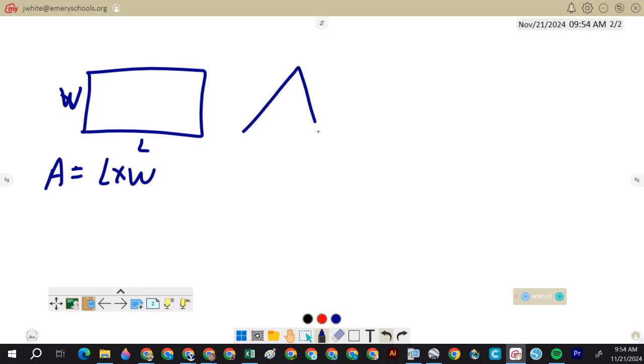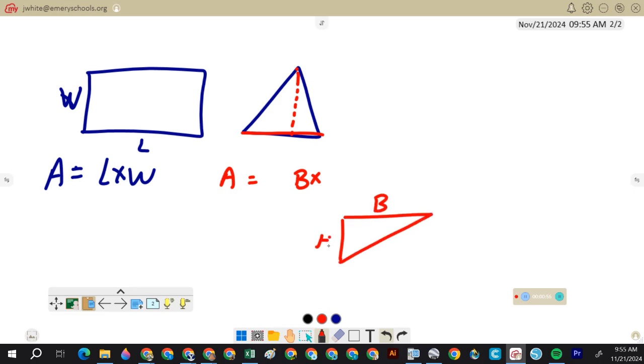If I had a triangle and I wanted its area, we decided that if we take what we call the base, so area equals base times the height. And sometimes the height was a side of the triangle, but most of the time it's not. The only time the height will be a side length of the triangle is when you're dealing with a right triangle. If I had a right triangle, this could be the base and this could be the height. But most of the time that doesn't happen.